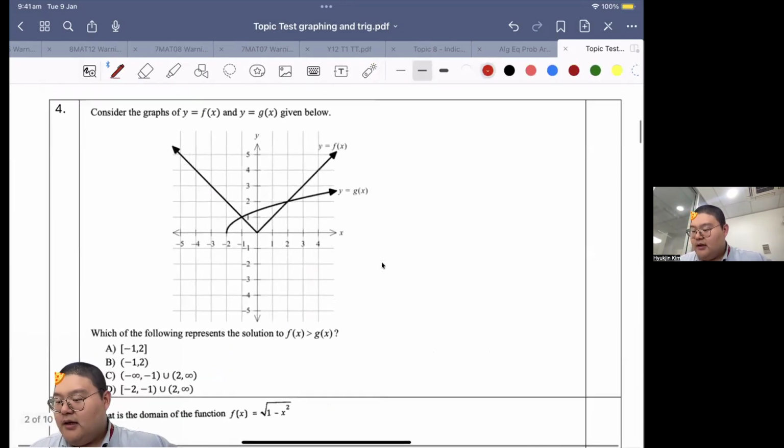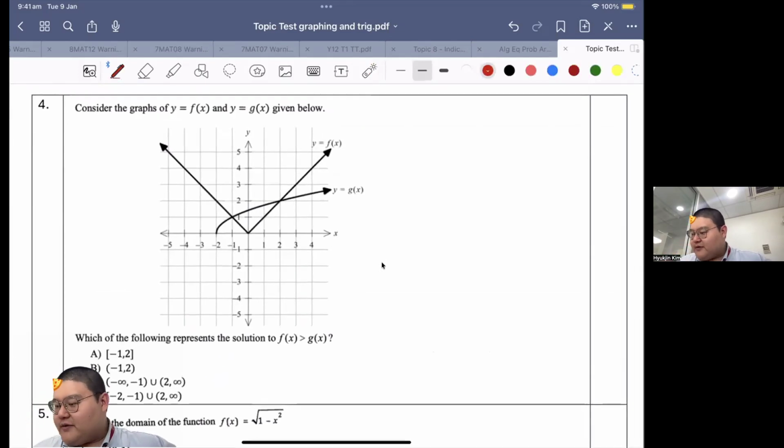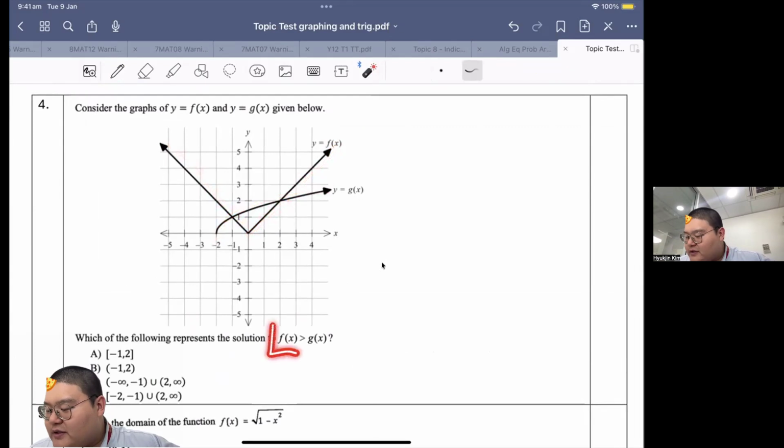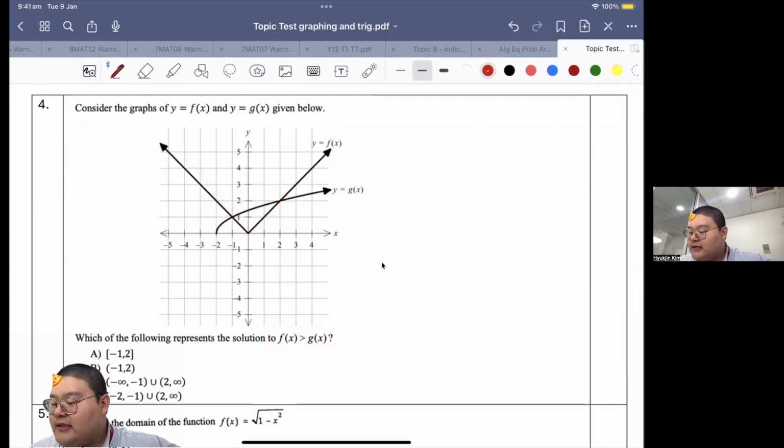So now we say it has to be option A. Okay. Question four. Consider the graphs this and this. f of x is the absolute value one, and g of x is the square root graph. They're looking for the values of x where f of x is greater than g of x. That means we're looking for the values when this is above the square root graph.